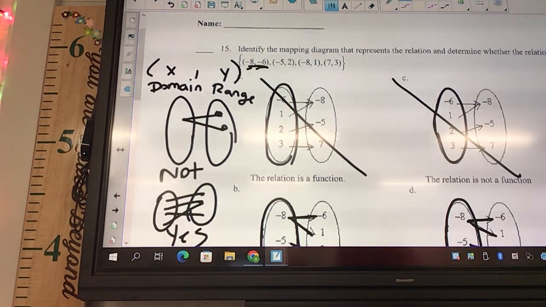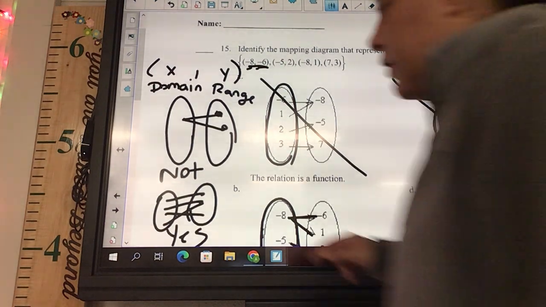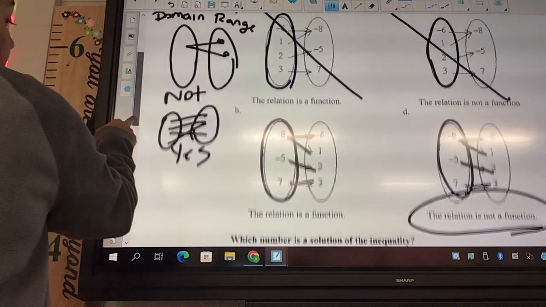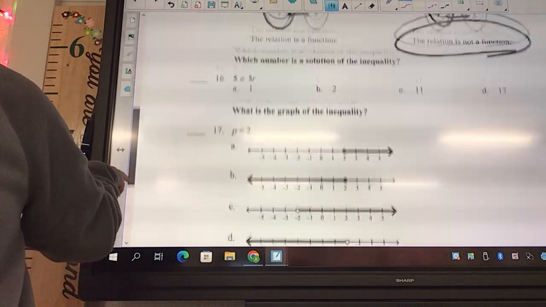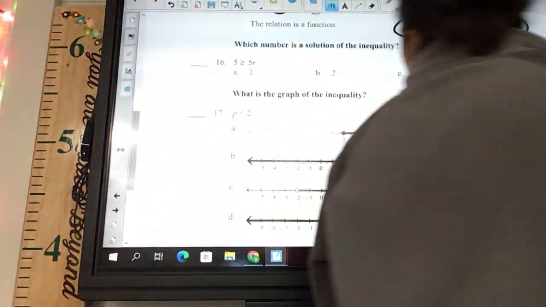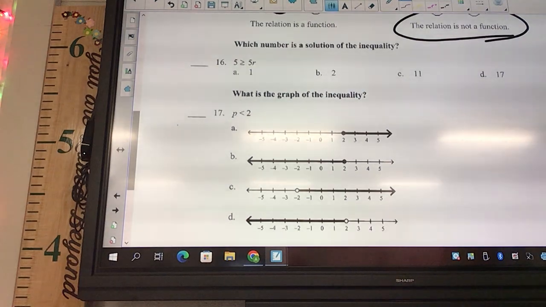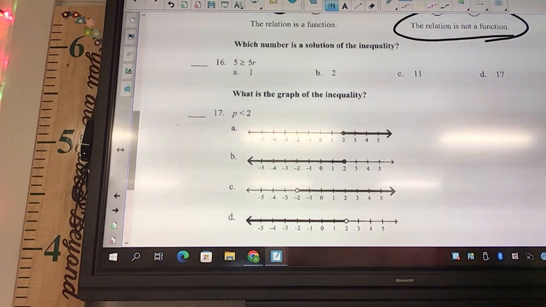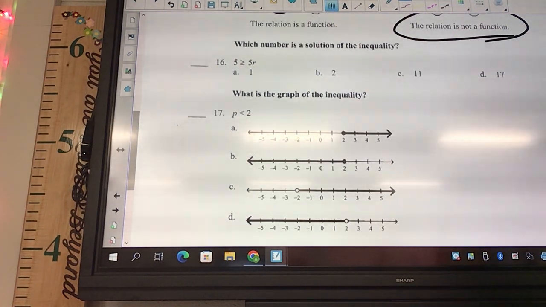16. Which number is a solution to the inequality? And I'll go back if you need any of these things. You guys will have some time to do notes. Okay, 16. Which one is the solution? What needs done? How do I solve for r? Divide by 5. So 5 divided by 5, 1.